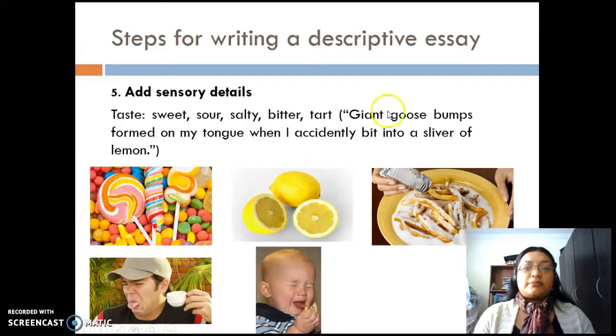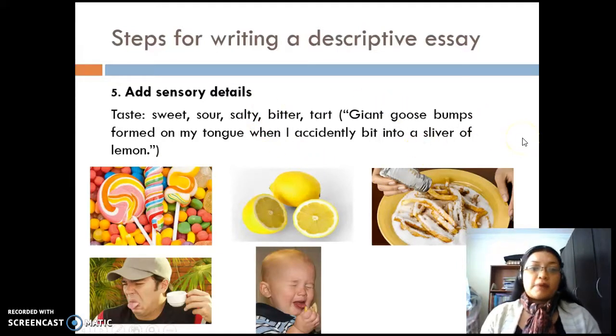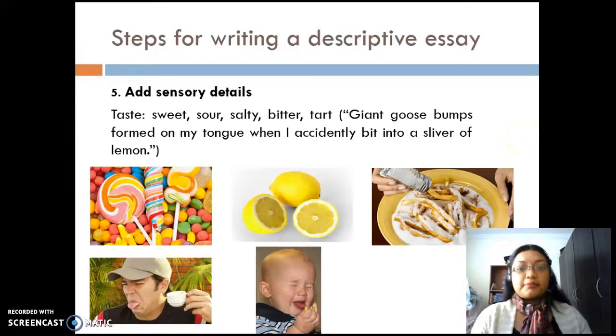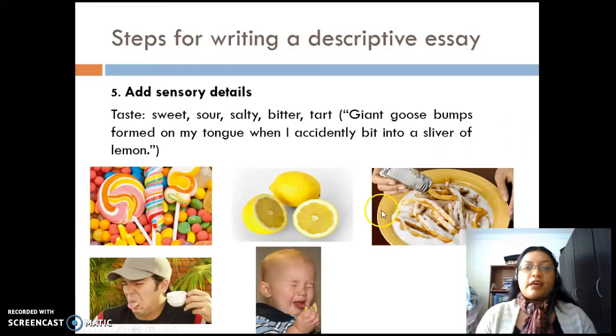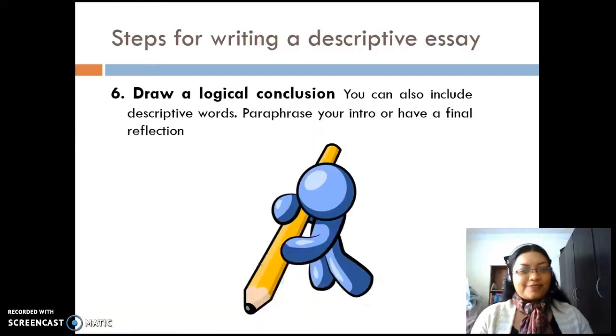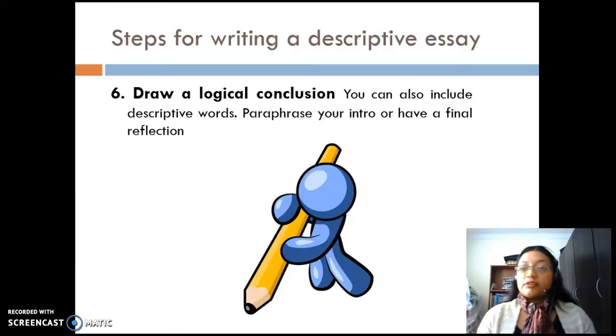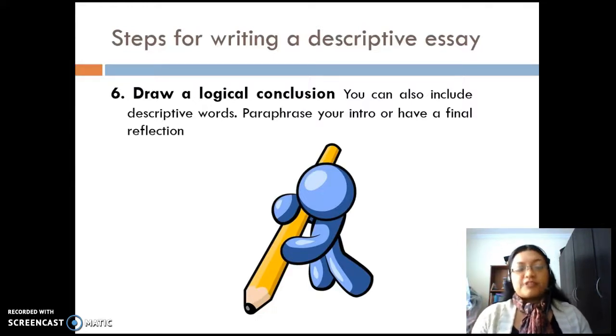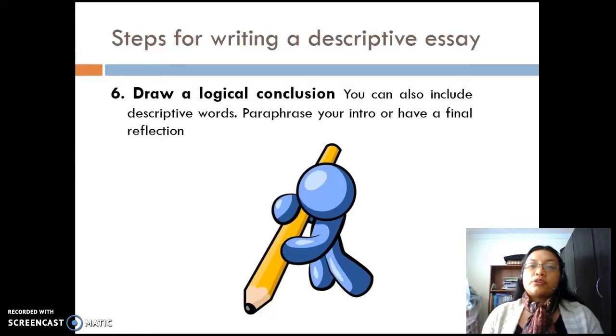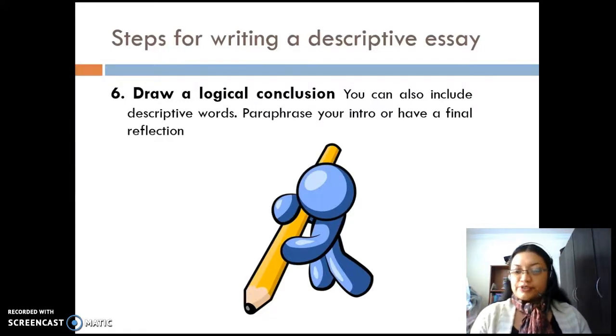So you may see, for example, something like this: giant goosebumps formed on my tongue when I accidentally bit into a sliver of lemon. You see, for example, this. So you can use these images to somehow recreate what you want to say. And finally, this is the last step: draw a logical conclusion. You can include some of the descriptive words. Remember that in the conclusion you can paraphrase what you said in the intro, and also you can have a final reflection or something you would like to add.